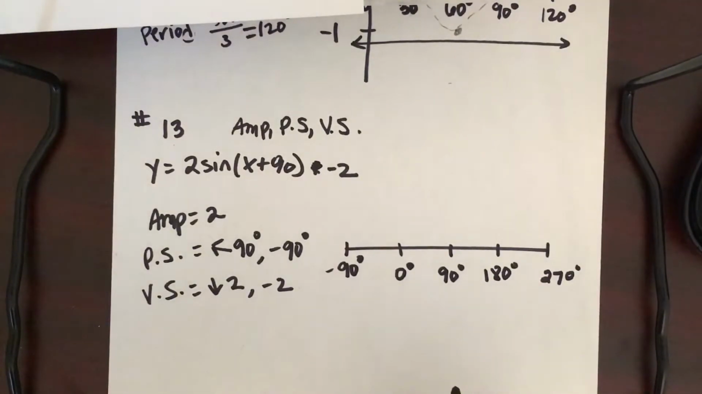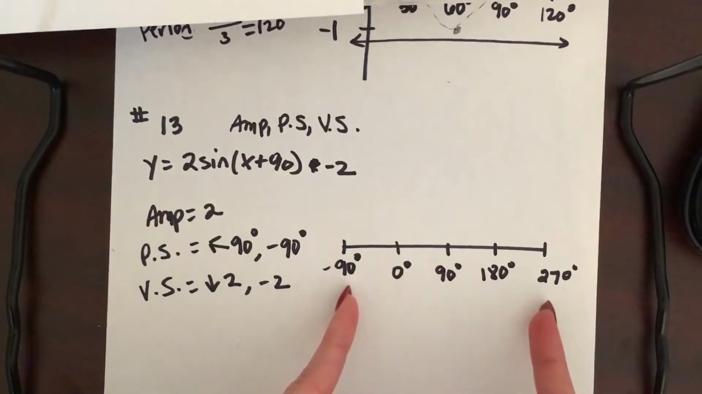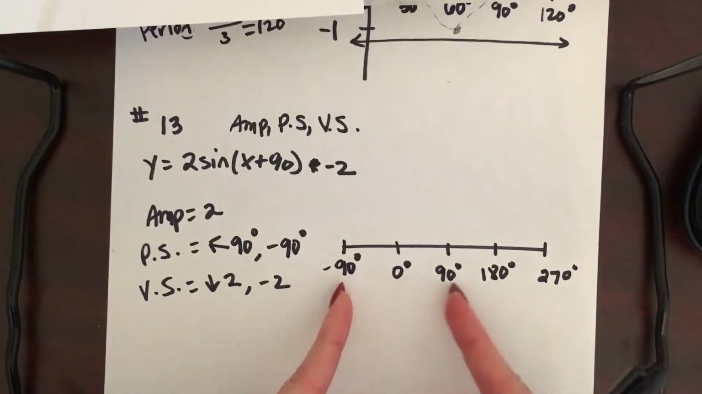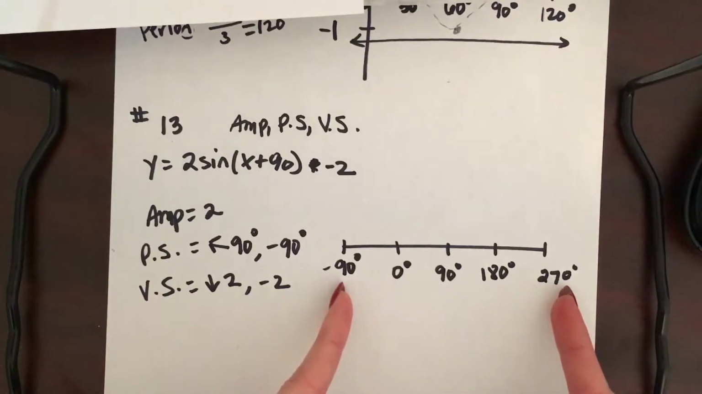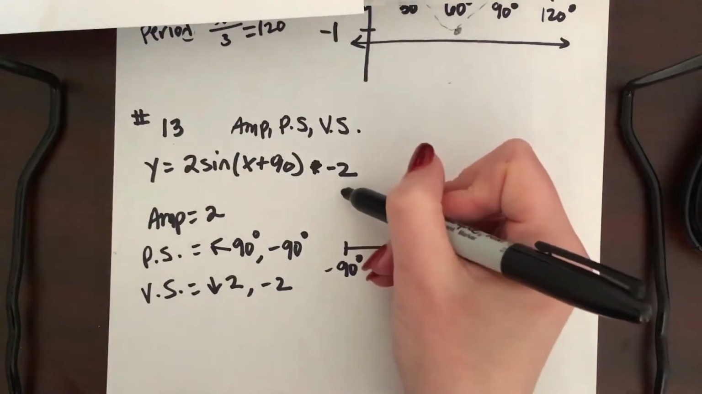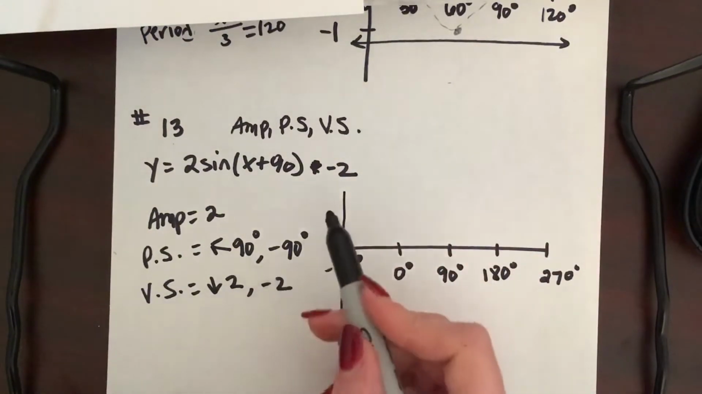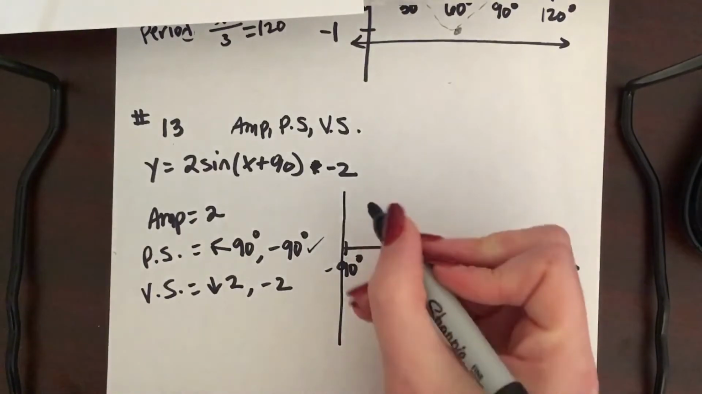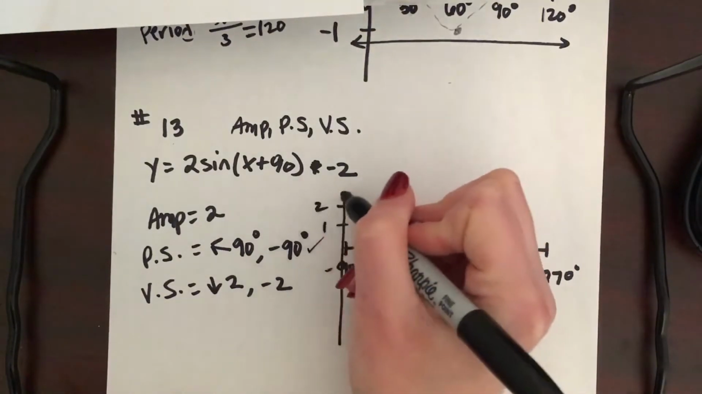All right. Now our period length has not changed. The distance between the start and the end, from negative 90 to get to 270, is still 360 degrees. The period is still 360. That has not changed at all in this particular one. Okay. So we've dealt with the phase shift. Check that off.